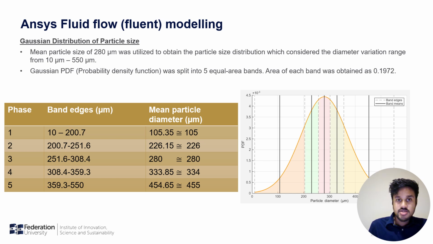To model the particle size distribution, I used a Gaussian probability density function to split the range of the particle size within the curtain into 5 different equal area bands. For this experiment, the mean particle diameter is 280 micrometers, and the particle diameter range was selected from 10 to 550 micrometers. Using the Gaussian PDF, I obtained these mean particle diameters in each area band.